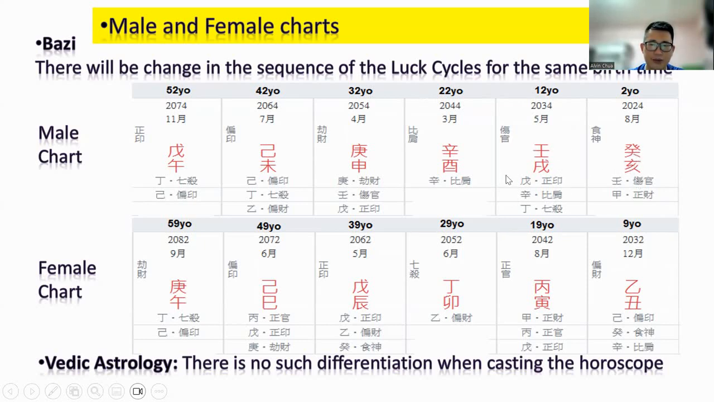The Tian Gan, the heavenly stems, are different. But with the same time of birth and date, if it's a female, then the luck cycle will start at 9 years old, and the heavenly stems and earthly branches will be different also. So whether it's a male or female will affect the sequence of the luck cycle, and what kind of elements they will go through for each cycle. But this is unique to Bazi. In Vedic astrology, there is no such differentiation. We don't care whether it's a male or a female.